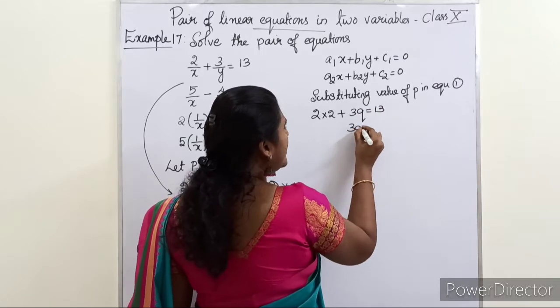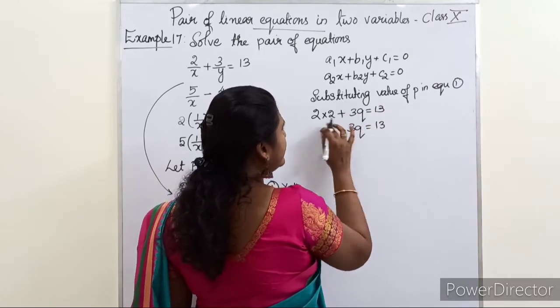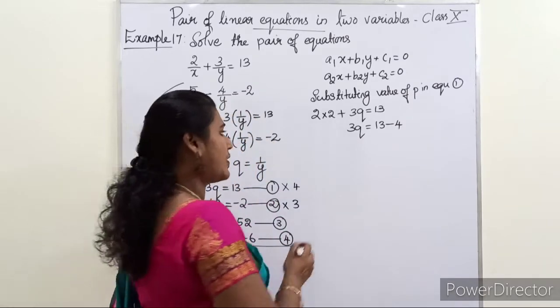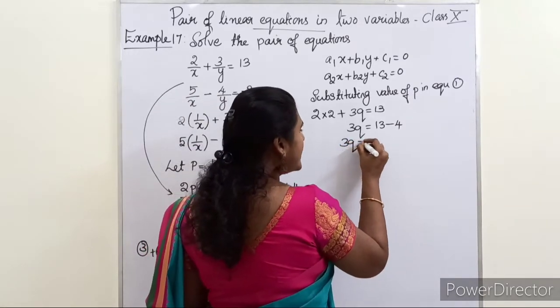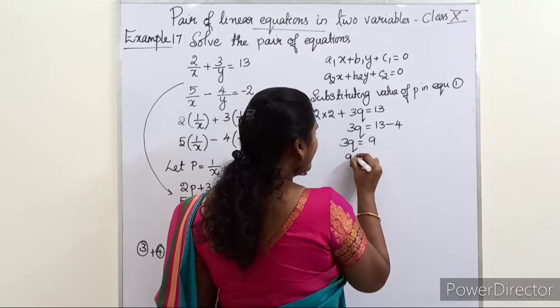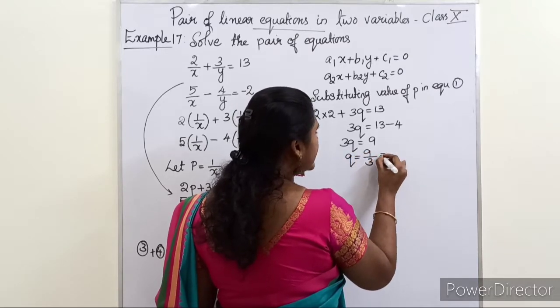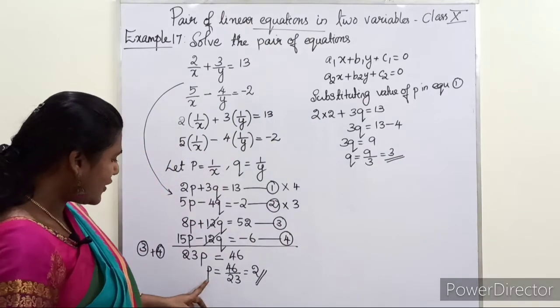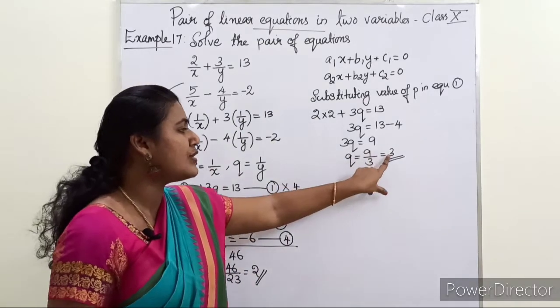Now 3q is equal to 13. This 4, when it goes to the right side, will become minus 4. That is 3q is equal to 9. So q value is equal to 9 by 3, which is 3. So we got the value of p as 2 and the value of q as 3.